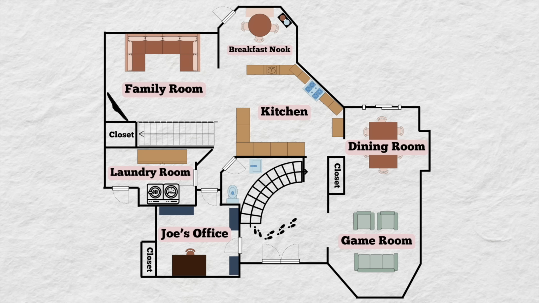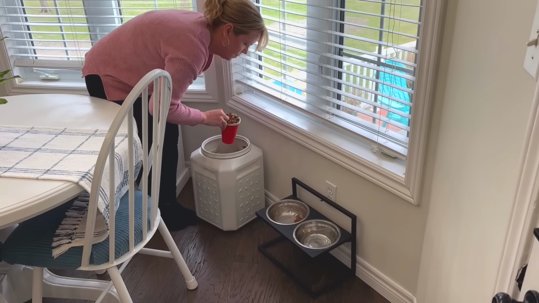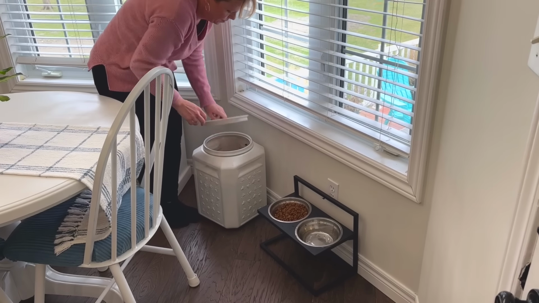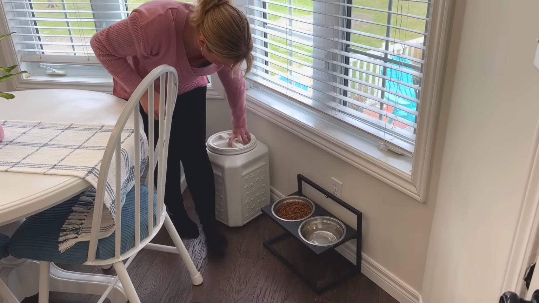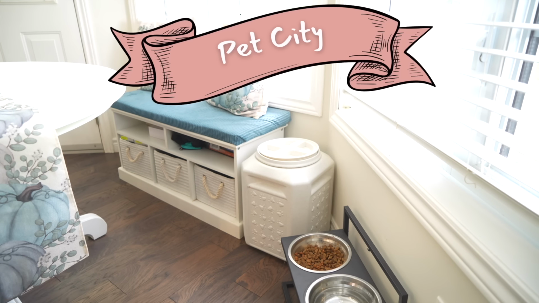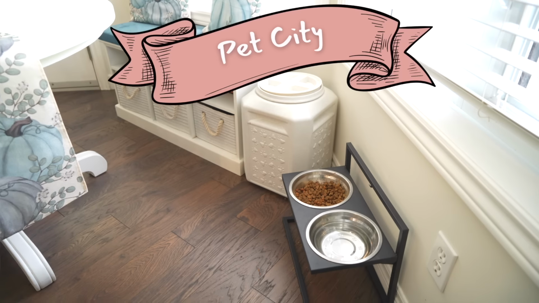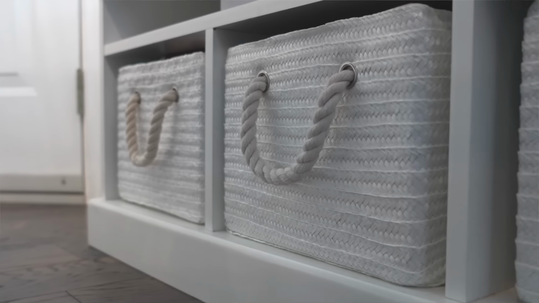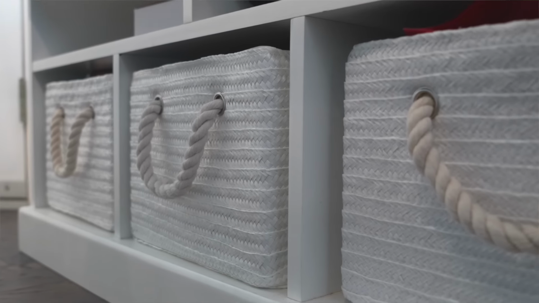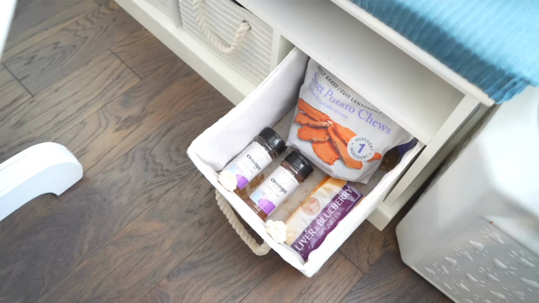Here in the breakfast nook region, this is where we were naturally just feeding Penny. It was the place we put her dog bowls, so this is where we decided to keep her dog food too, which means we created Pet City. We didn't have storage in this space, so we got this really inexpensive bench to tuck here with baskets so that Pet City can have different neighborhoods for things like the dog treats.